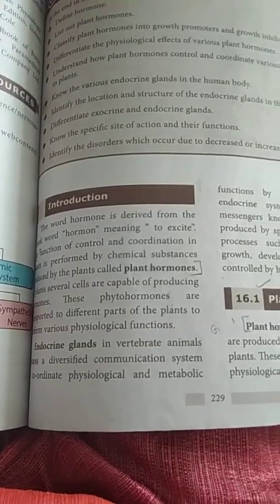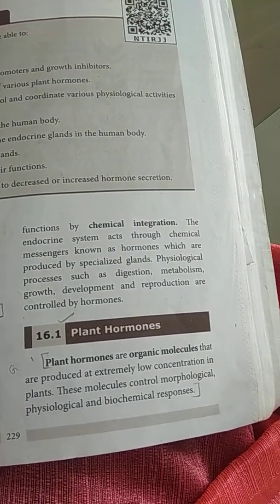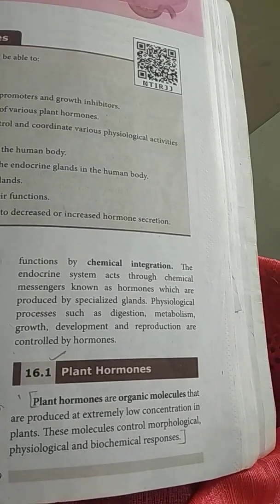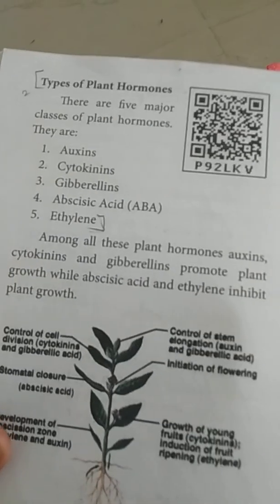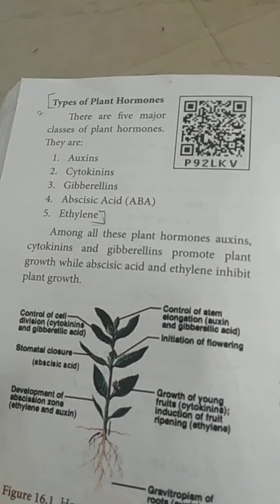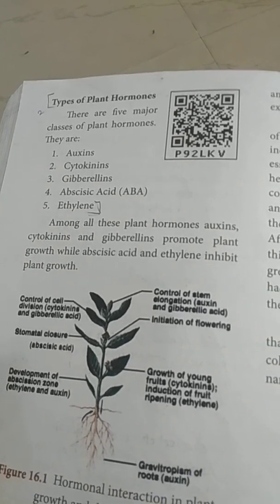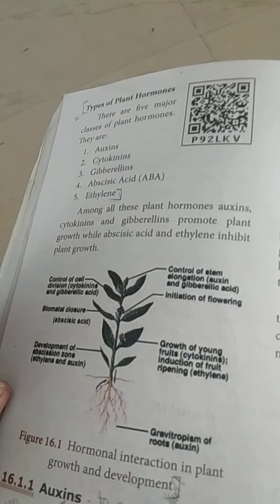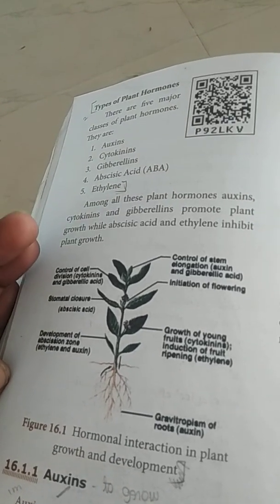So now we are going to see plant hormones. Plant hormones are organic molecules. They are produced in extremely low concentration in plants. These molecules control morphological, physiological and biochemical responses in plants. What are the types of plant hormones we are seeing here? There are 5 major plant hormones: auxin, cytokinin, gibberellin, abscisic acid and ethylene. Each of these 5 hormones has a different physiological and chemical nature.